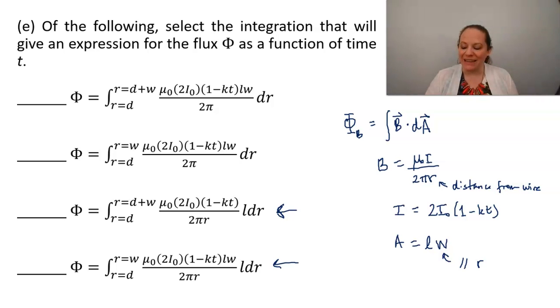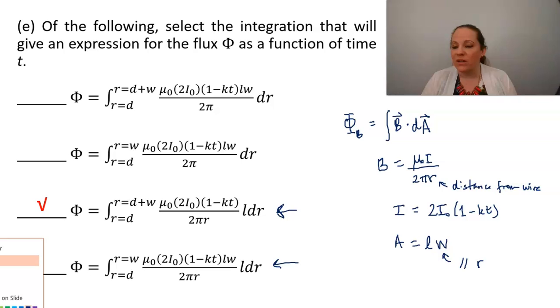So that gives us the third option down, that our flux will be the integral from r equals d to r equals d plus w of mu naught times 2 I naught times the quantity 1 minus kt all over 2 pi r times L dr. And this one, easy scoring, you get 1 point for selecting this one.